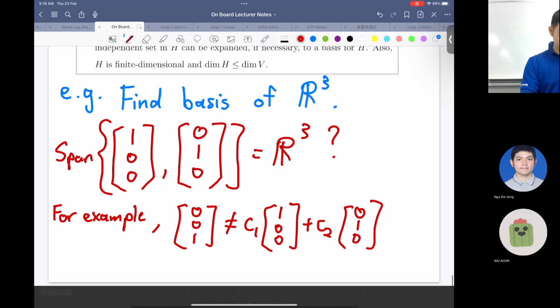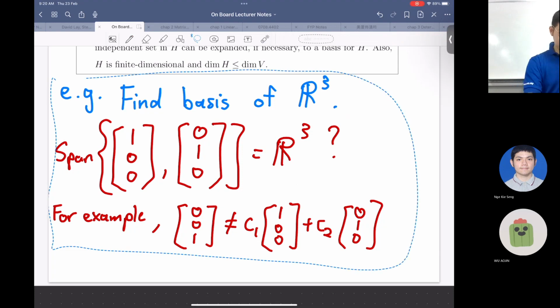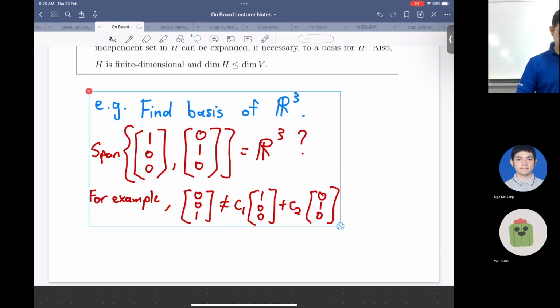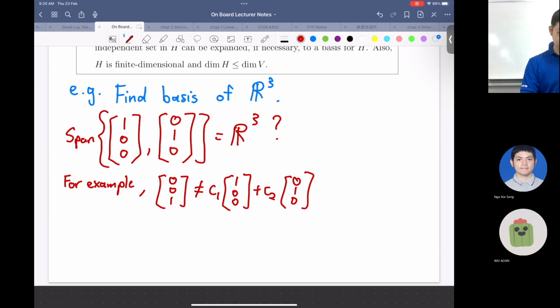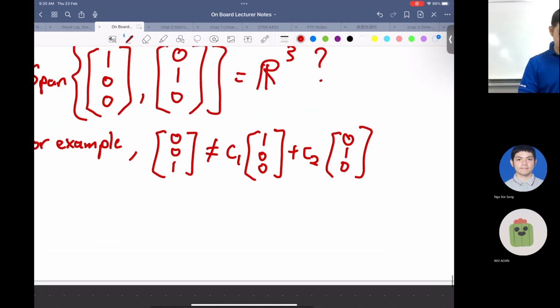Okay, how do you see this? This is a vector equation. So in a vector equation, what can you do? You form an augmented matrix, and you see that this is inconsistent.